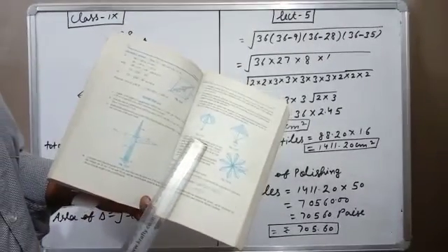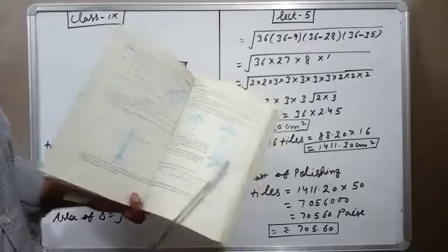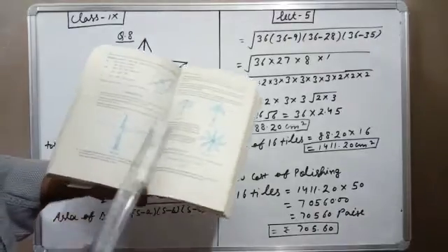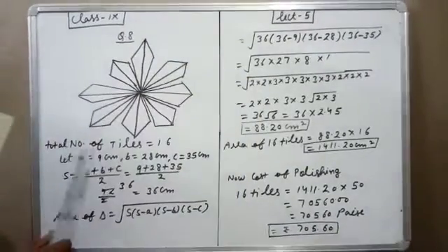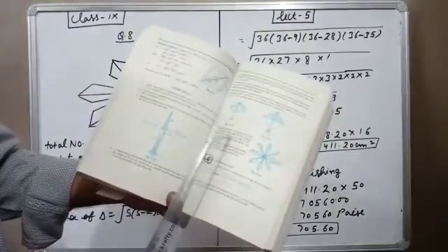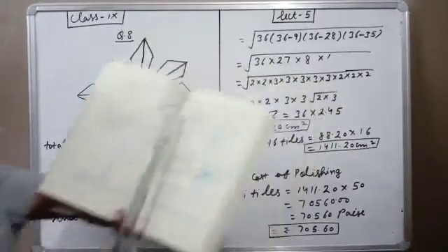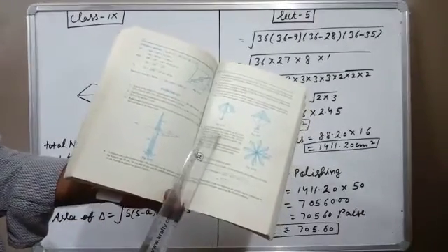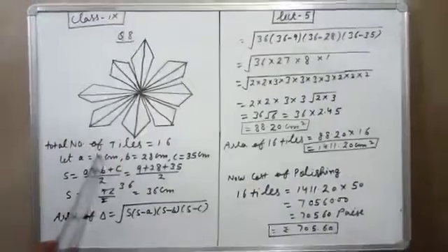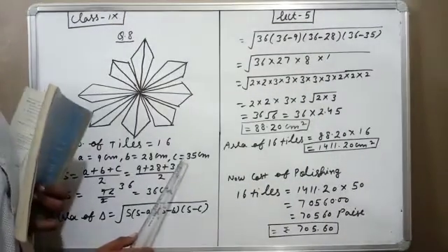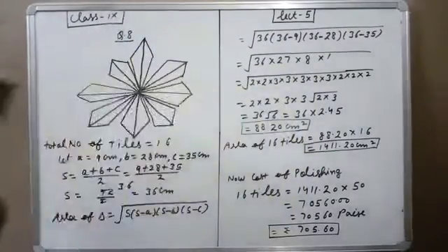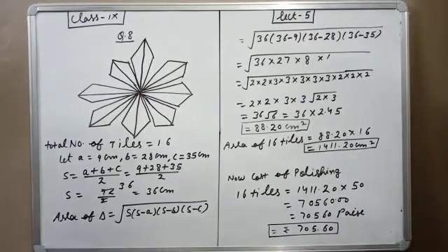A floral design on a floor is made up of 16 tiles. This figure is given. If you want to draw this figure, you can draw it, otherwise there is no compulsion. Then the number of tiles is 16, so we can write total number of tiles equal to 16. All these tiles are in the shape of a triangle. The sides of the triangle are 9 centimeter, 28 centimeter and 35 centimeter. So let A be 9 centimeter, B 28 centimeter, C 35 centimeter. Then find the cost of polishing the tiles at the rate of 50 paise per centimeter square. All these tiles should be polished. The rate is 50 paise per centimeter square.